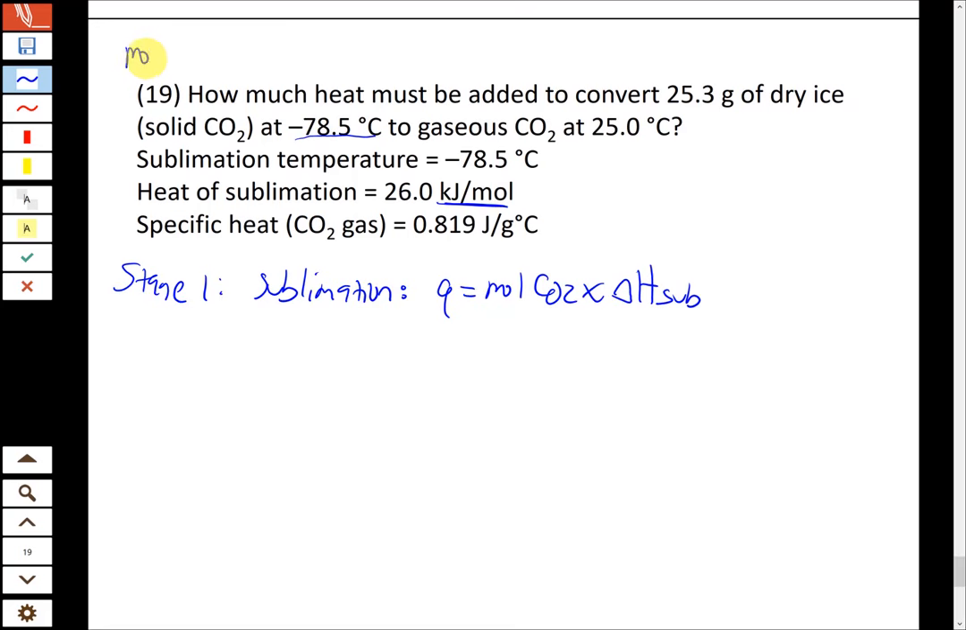So we need to find the moles of carbon dioxide, because we're giving you grams here. You have 25.3 grams, and 1 mole of CO2, I don't think I gave it to you here, has a molar mass of 44, so we have to calculate that. 44.02 for being really exact. So that comes out to 0.575 moles.